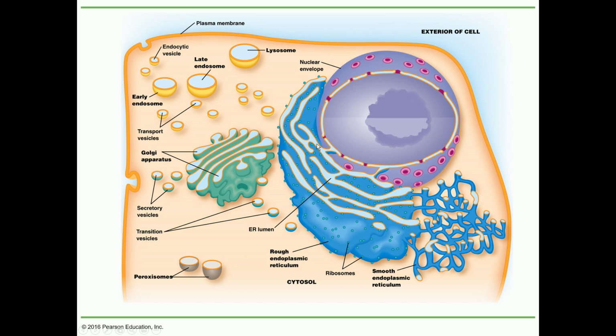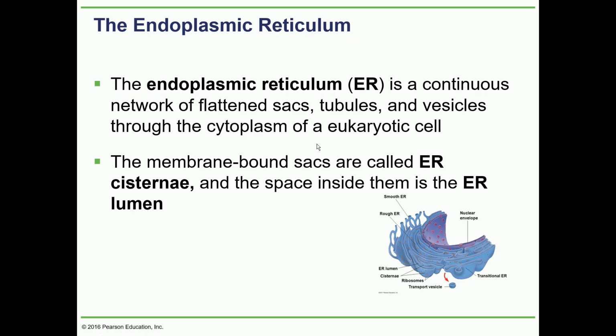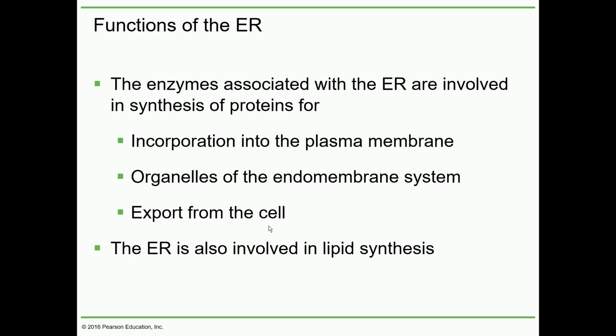So basically, this is the endomembrane system. Let's talk about the endoplasmic reticulum. Some of the things you have been studying in previous classes, I'm not going to go over. I'm going to go over some of the things which will be new to you. You know that the ER is a continuous network of flattened sacs, tubules, and vesicles. There are two kinds of endoplasmic reticulum: rough and smooth. The ER is involved in the synthesis of proteins. Rough ER is involved in the production of proteins, and smooth ER is involved in lipid synthesis.